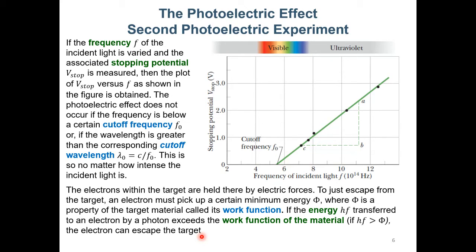So next, we also find that if the frequency f of the incident light is varied, the associated stopping potential V stop is also varying. The x-axis is the frequency of the incident light f. So we try to change from here, and here. There are a total of 5 points for this graph.